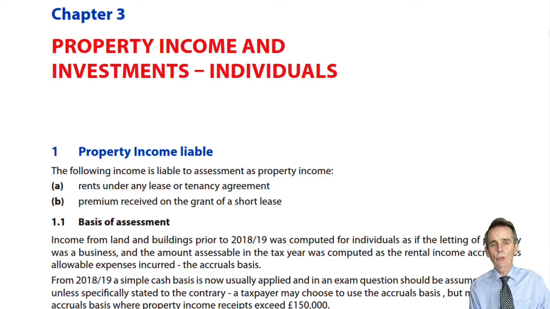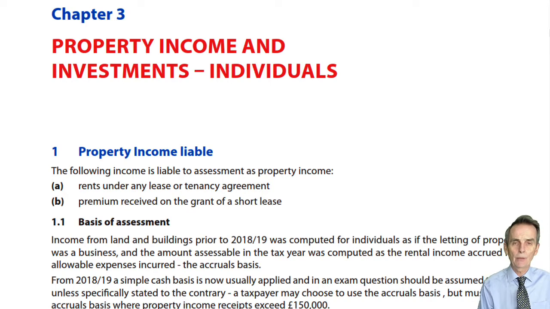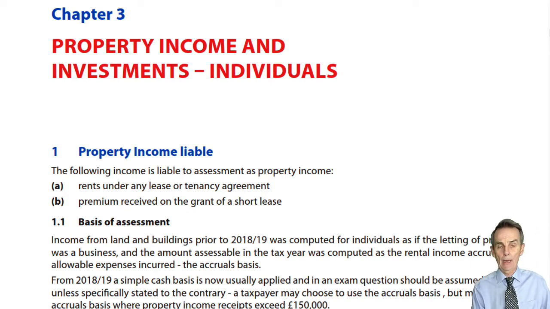Well, back in Chapter 2, we saw how we put together the income tax computation for the taxpayer for our tax year, the 2021-22 tax year. What we now see from Chapter 3 all the way through to Chapter 9 is how we establish what figure of those different sources of taxable income to include on that income tax computation for our tax year.